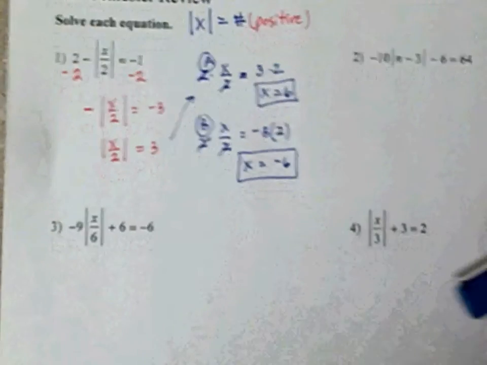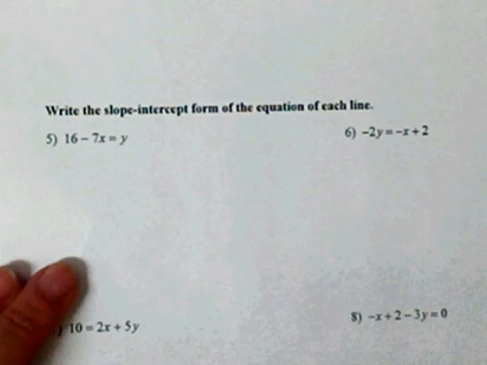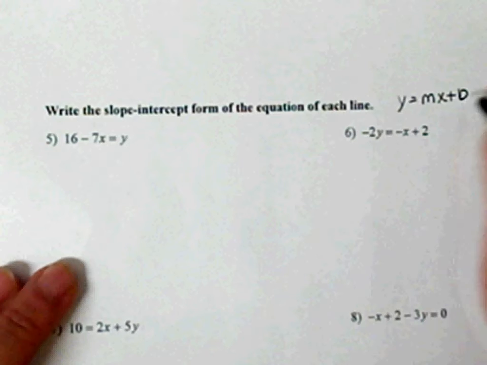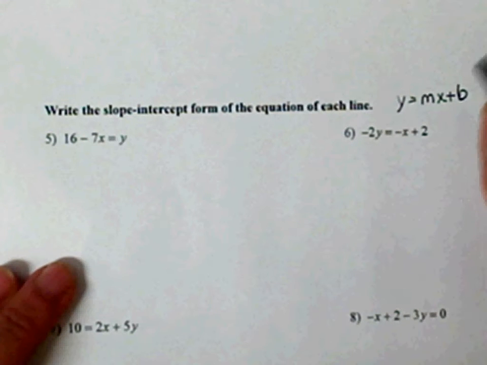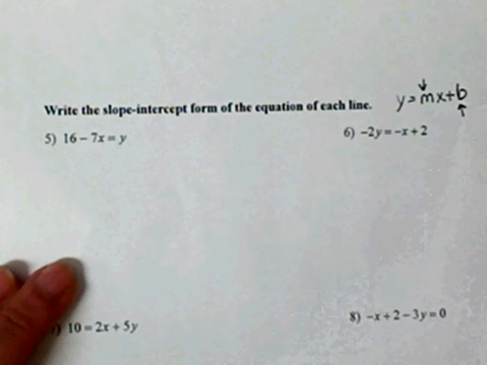All right, on number 15, you are to write in slope-intercept form. And what does slope-intercept form look like? y equals mx plus b. Okay? This is your slope, which is your rate. This is your y-intercept, which is your constant.